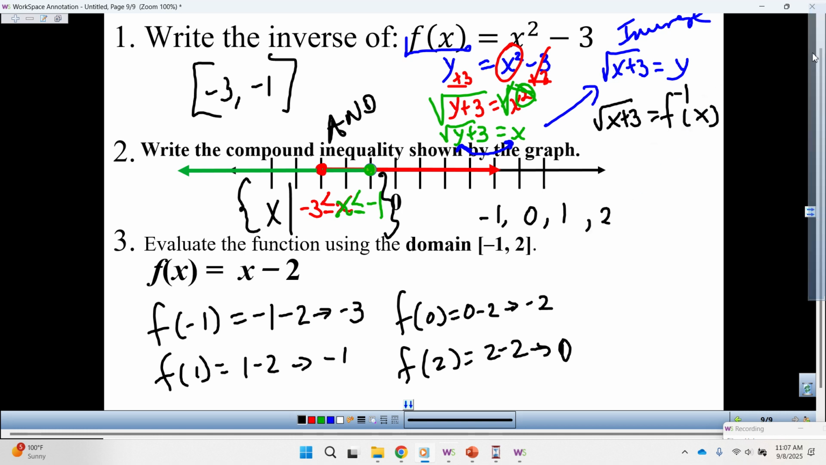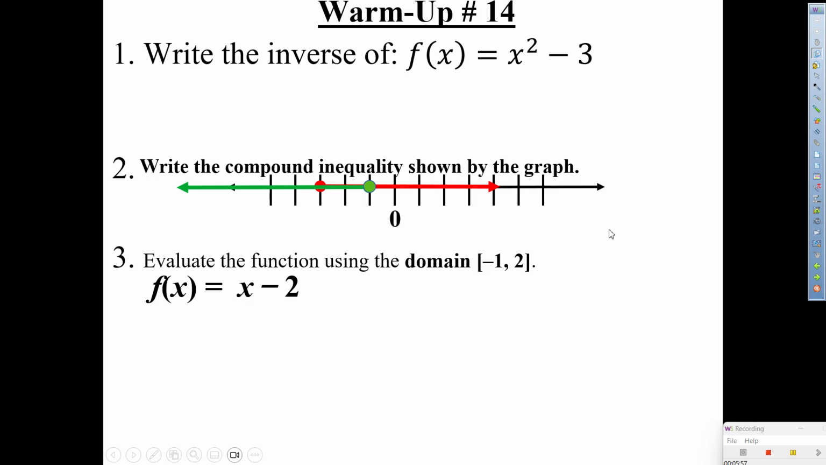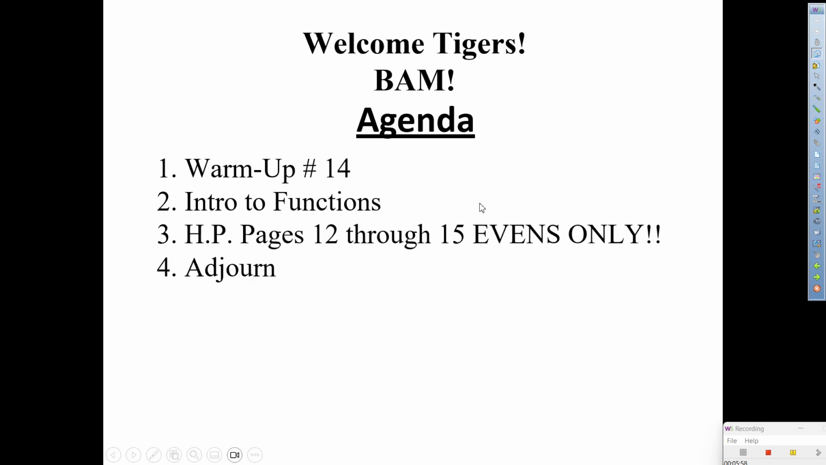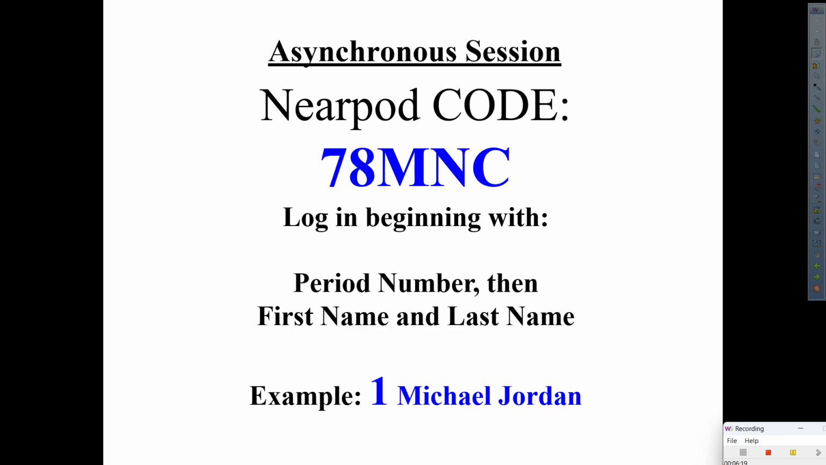All right. So, copy the agenda, please. Warm-up number 14 done. We're still in the middle of introduction to functions. Tonight's homework, I'm going to give you 3 pages, but only the even number ones to do. So make sure you get the code right after we copy the agenda and have that handy so that you can have access to the homework. Copy this code, 78MMC. So like that you have access to the homework with that.